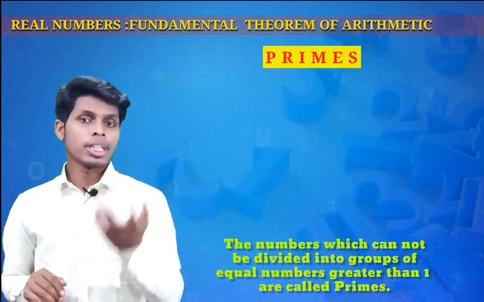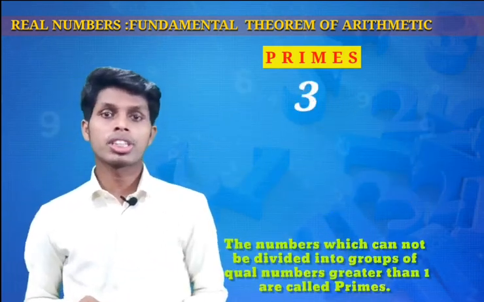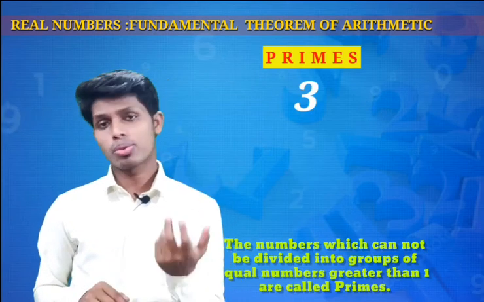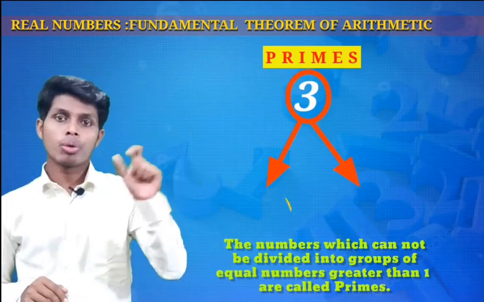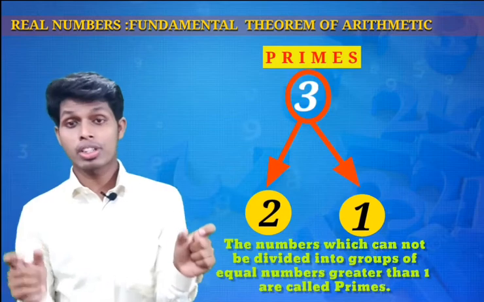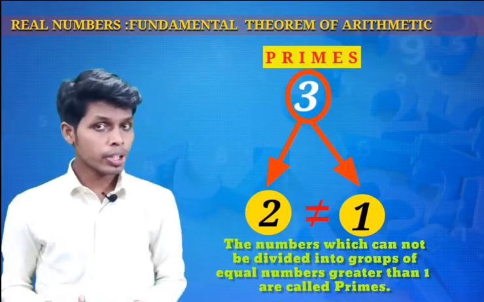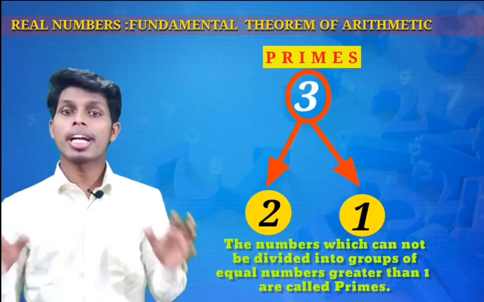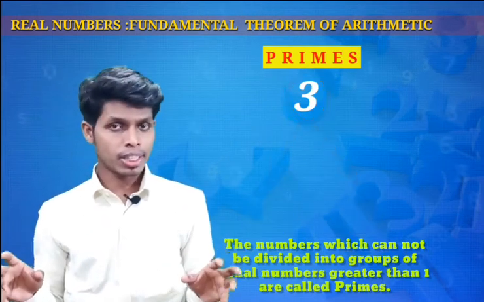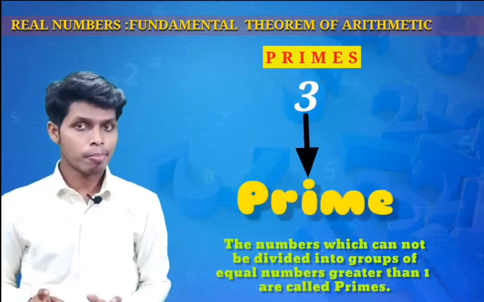So say you have 3 chocolates. If you want to distribute these to more than one child, that is to 2 children, you have to give 2 chocolates to one and 1 chocolate to the other. So everyone doesn't get an equal number of chocolates. So 3 cannot be divided into groups of equal numbers. So 3 is a prime number.